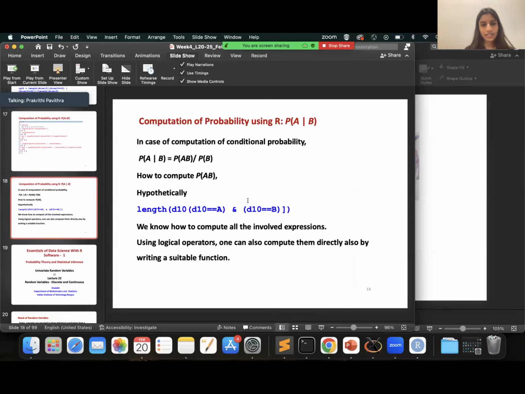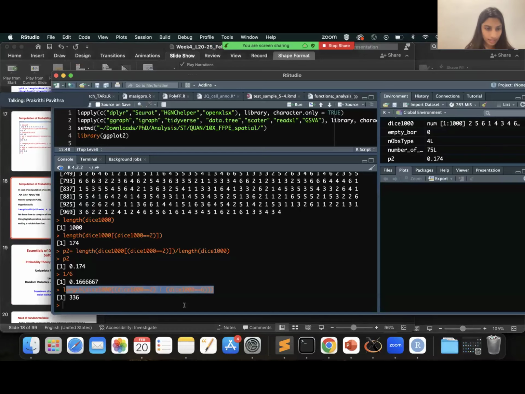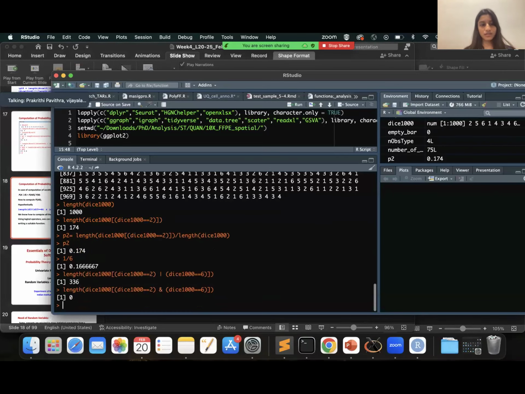And then, yeah, like I said, if you want A intersection B, you do A and B. So let's see, like getting both 2 and 6. Getting 2 and 6 on a dice is impossible. So when you roll a dice, you just get either 2 or 6. So when you do and, you should get a value 0. So yeah, as you can see, you can expect a 0 here.